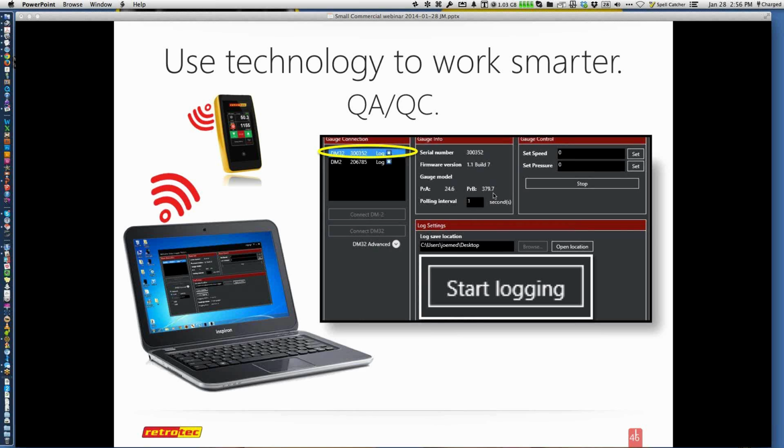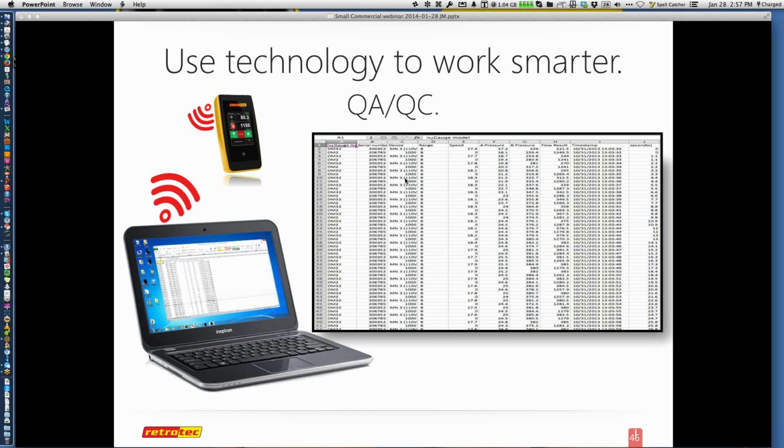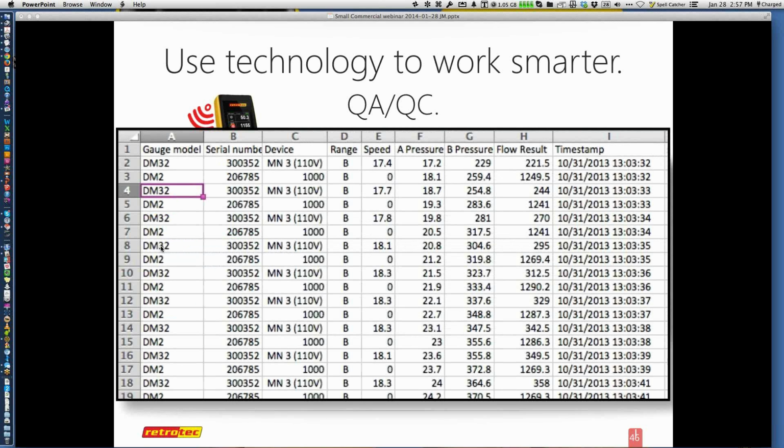This test I'm going to show you, I ran with a DM32 and a DM2 together. They logged both of these manometers, and I did it for 1 second. So I hit start logging, it kept track of the data, I hit stop logging, and it creates a great Excel spreadsheet that I can now evaluate. Because it's hard to read, I'll zoom in for you. On channel A, it's telling me what gauge I had, and you can see it's giving me the DM32 and the DM2 together as the readings go.